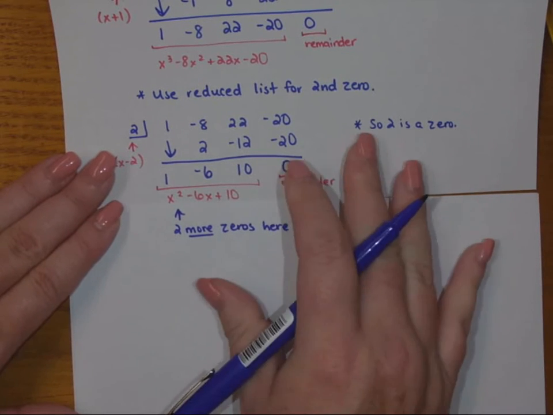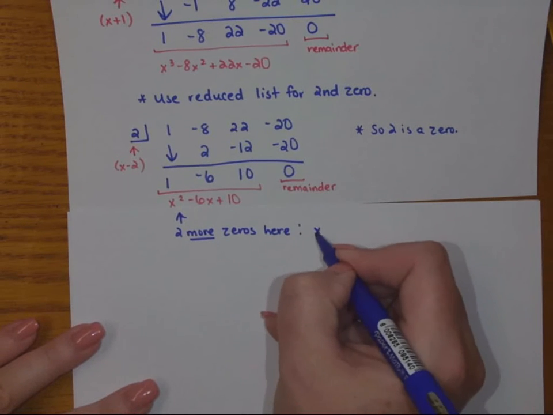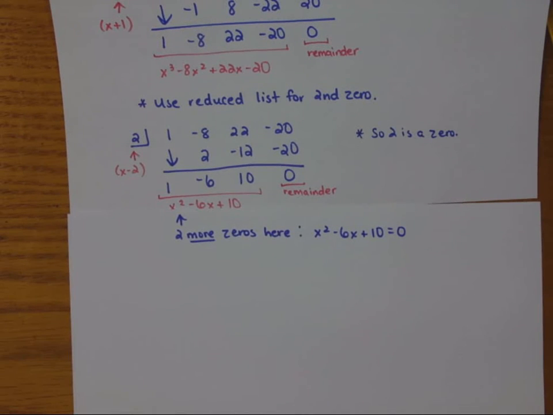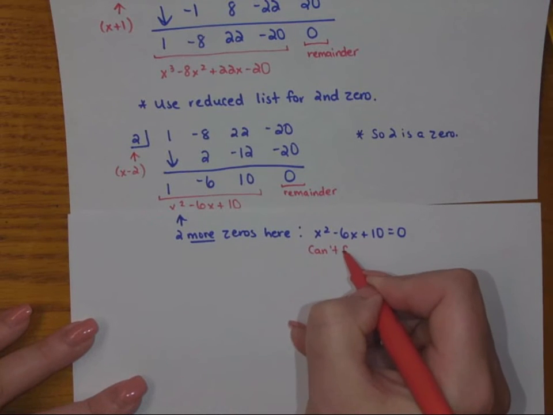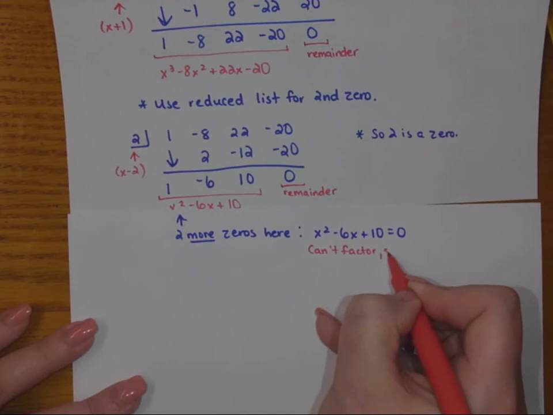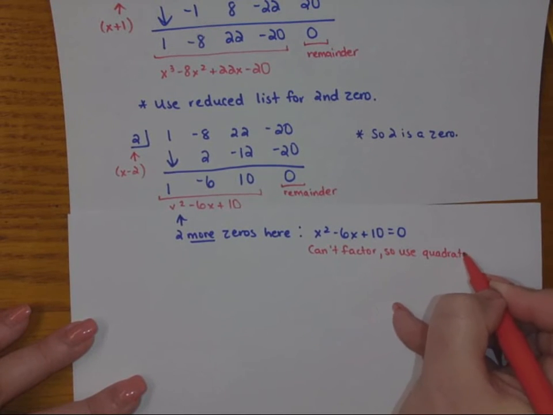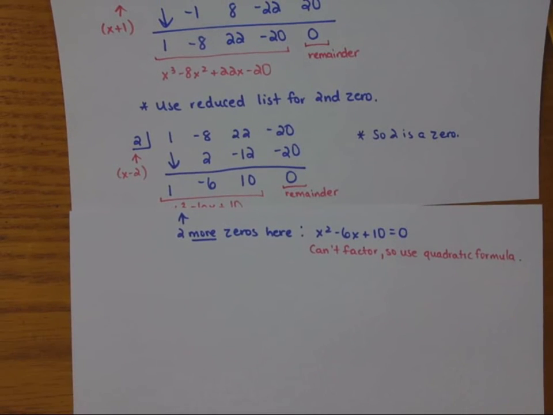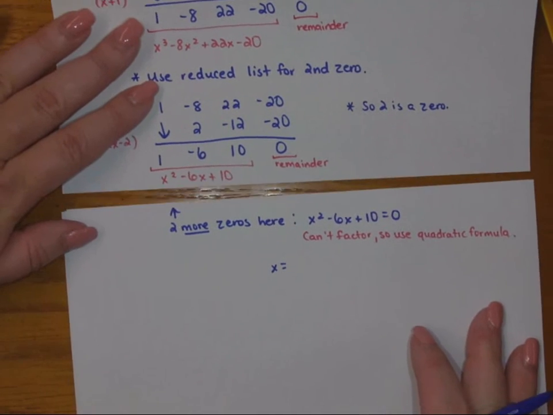I just need to figure out what they are. Okay, and I can do that either by factoring or I can use quadratic formula. So I'm going to set x squared minus 6x plus 10 equal to 0. Okay, but notice that this doesn't factor. And when something can't factor, we have another backup plan. We have a plan B. So we're going to use quadratic formula. So let's set that up. We should know how to do this. Okay, we should know how to do quadratic formula.